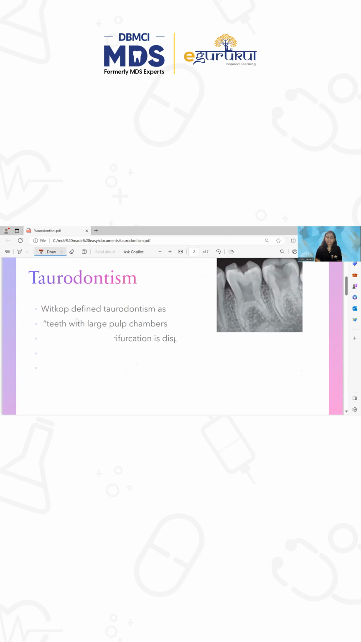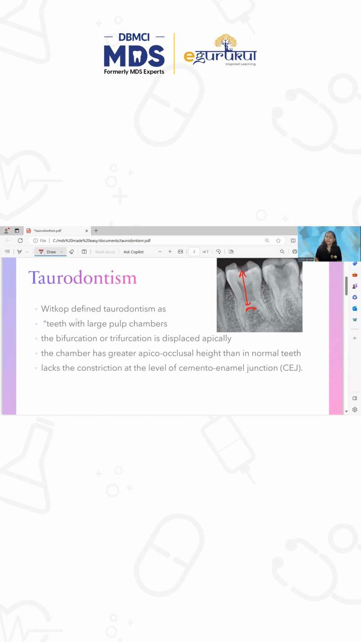The pulp chamber is enlarged, and the bifurcation or trifurcation which is present is displaced apically. See, this is the bifurcation or the trifurcation which has been displaced apically, and the chamber has greater apico-occlusal height than in the normal tooth. So the apico-occlusal height is increased here in taurodontism.